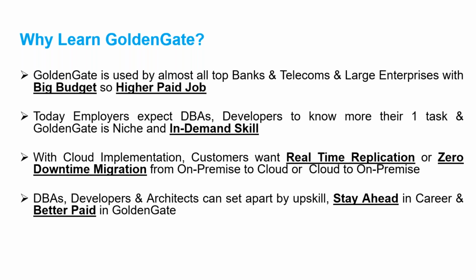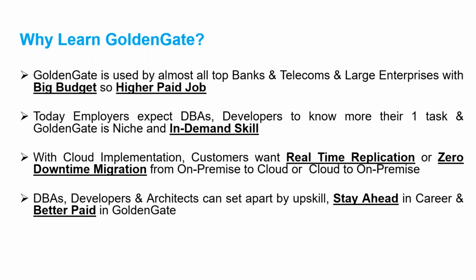So why learn Goldengate? Goldengate is used by almost top banks and telecoms and large enterprises with big budgets. So you get higher paid jobs. I'll talk about the US. In the US, the average salary of an Oracle DBA is 97,000. But if you have Goldengate skills, it has shot up to 125,000.